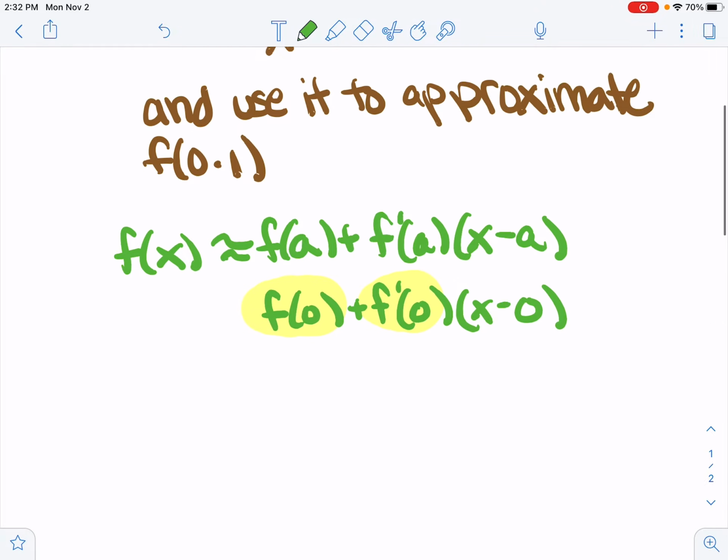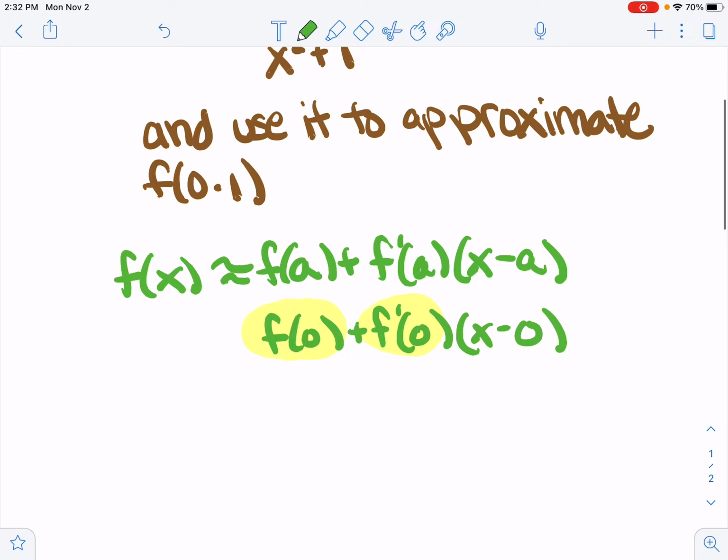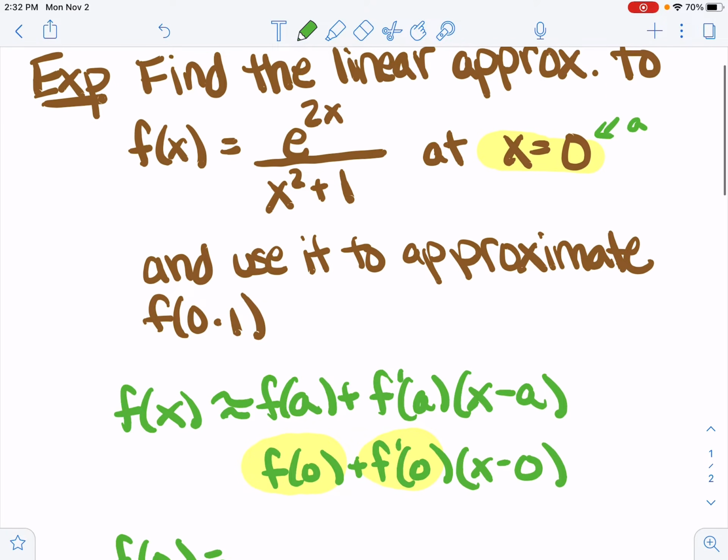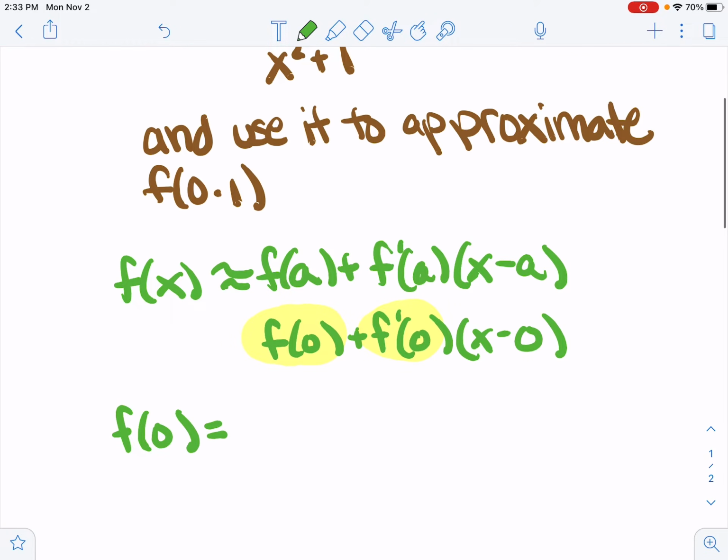We need to take our function and evaluate it. F at 0, looking at our function, is e to the 0 over 0 plus 1. So e to the 0 over 0 plus 1, that's just 1 over 1. So that's 1. That's fine.